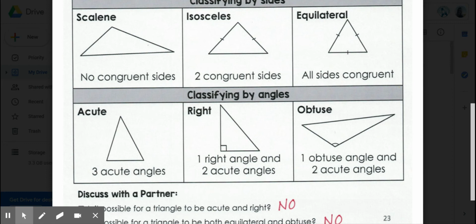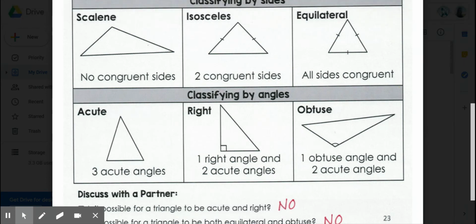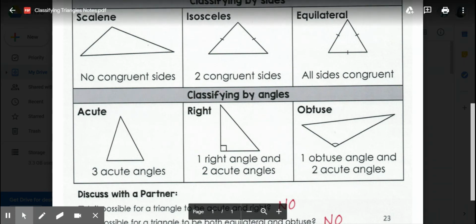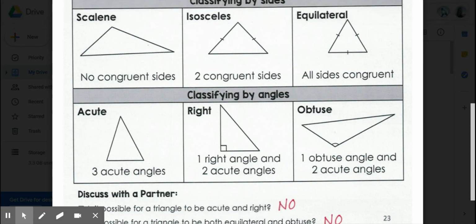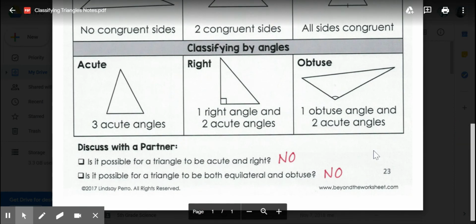And then lastly, we have our obtuse triangle, which has 1 obtuse angle and 2 acute angles. Right here, this one is our acute, and this one with the little oval right here is our obtuse angle. If we were in class, we would discuss this with a partner, however, we're not.